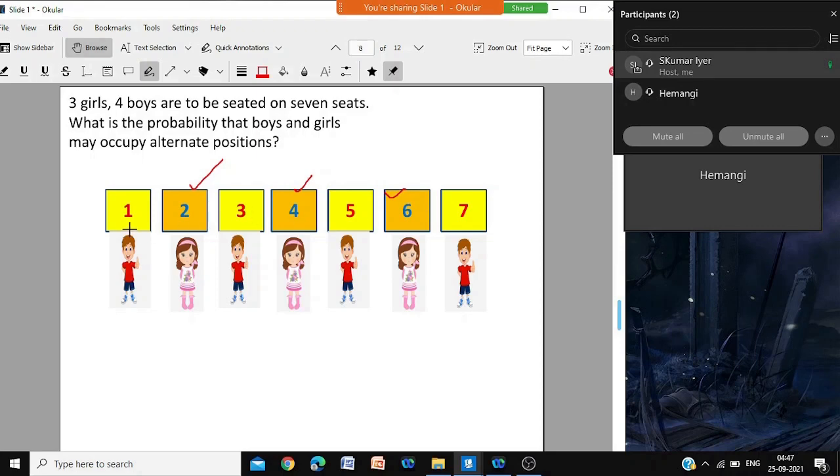So boys have to be put in odd position and girls have to be put in even positions. Because boys there are 4, girls there are 3. So 4 boys, 4 odd positions, 3 girls, 3 even positions. So you cannot do the other way. If I start with a girl, then I will not be able to accommodate the 4 boys. So I have to start with a boy and put the boys in the odd position and girls in the even position. Okay, Betty? Yes, sir.